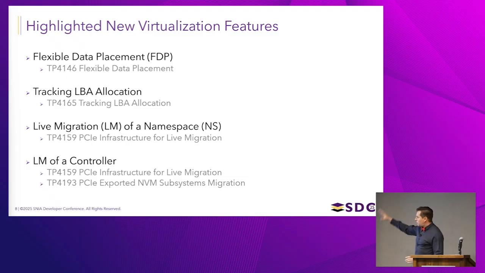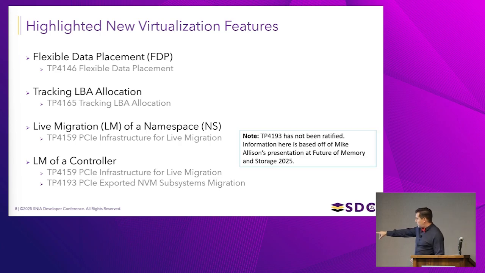I'm going to speak through 4 different major features here, and I called out their NVMe TP numbers. So FDP, and then also tracking LBA allocation. And then there's kind of two things here where I've called out the TPs: a migration of the data and also the migration of the controller. So I've separated them, even though they're grouped differently in the TPs of NVMe.